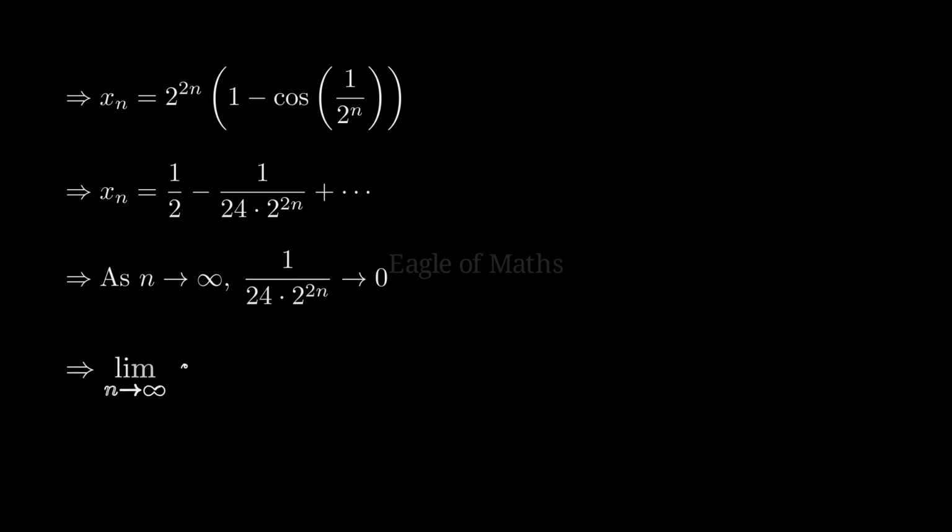Substitute the Taylor expansion and multiply by 2 to the power 2n. As n tends to infinity, the remaining small term goes to 0. Hence, the limit of the sequence is 1/2. Hence, the sequence converges to 1/2.